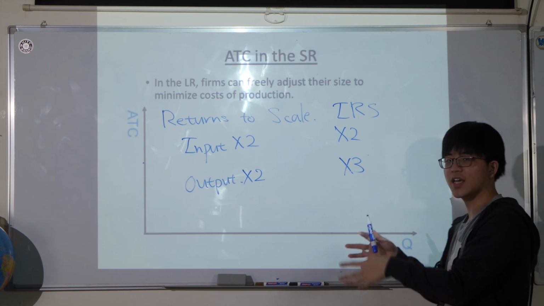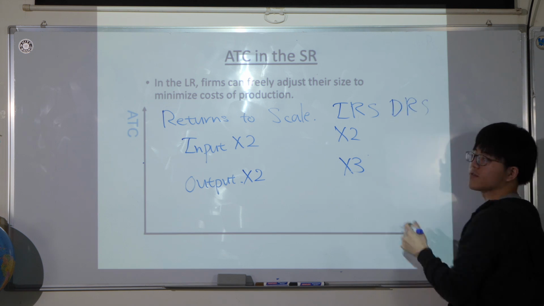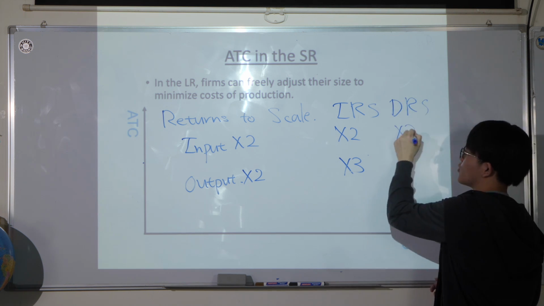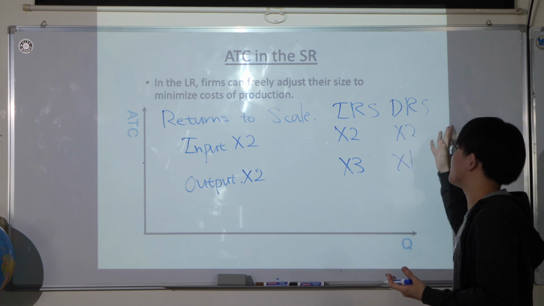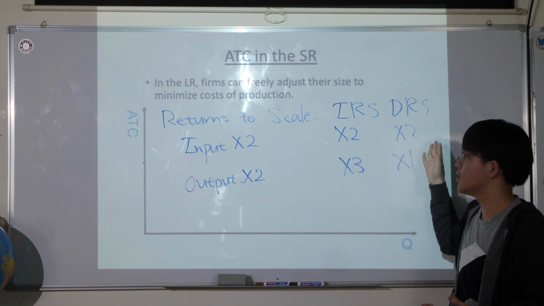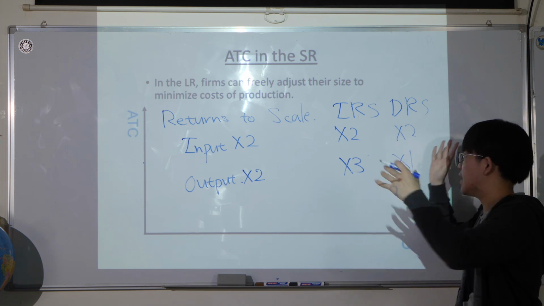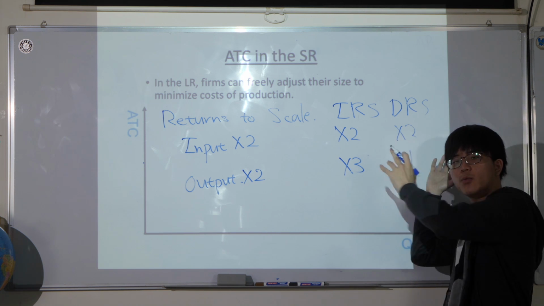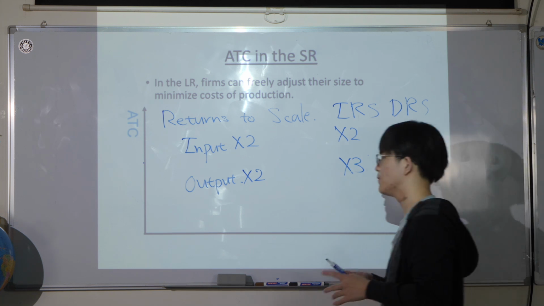So that's the concept. And for decreasing returns to scale, of course you guys will understand: when we double the input, the output either does not change or is less than double. Then we say this is decreasing returns to scale. Okay? Let's move on.